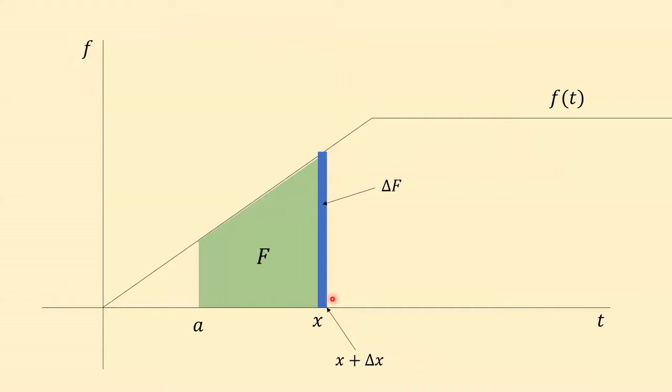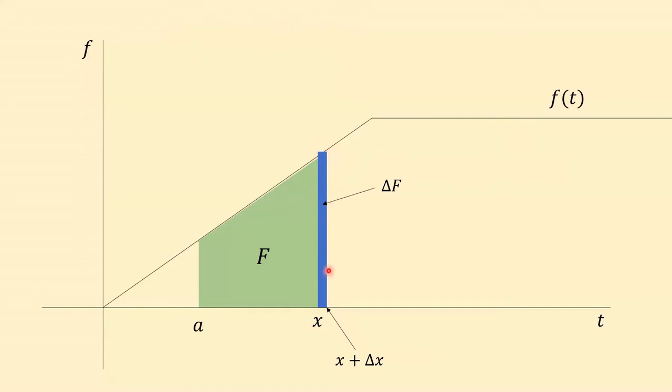So hopefully you see that as you go to smaller values of delta x, this rectangle becomes a better and better approximation for the extra little piece of area underneath the curve. And since it's a rectangle, we can express its area very simply. Remember, delta F is the extra little bit of area there.